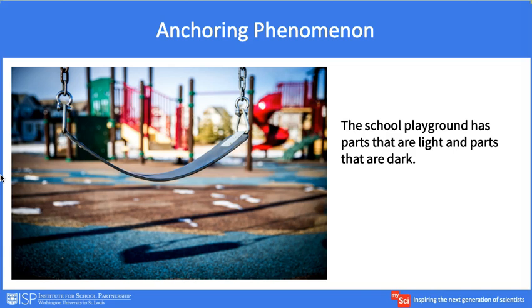In this unit, students try to figure out sunlight's effect on the world around them. The anchoring phenomenon used to connect students to the science content is the idea that certain parts of their playground have differing amounts of light. What causes that? What are the effects of different amounts of sunlight? Is it always true that the playground is sunny?